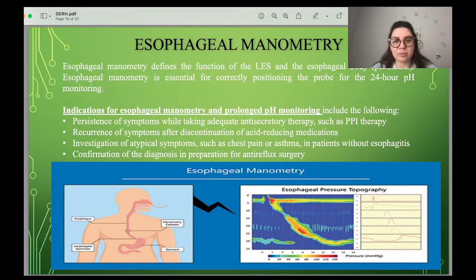Indications for esophageal manometry and prolonged pH monitoring: persistence of symptoms while taking adequate anti-secretory therapy, such as PPI. If we give PPI and it is ineffective or not effective enough, we should do manometry with pH monitoring. Next indication is recurrence of symptoms after discontinuation of acid-reducing medications. Next is investigation of atypical symptoms such as chest pain or asthma in patients without esophagitis, and confirmation of the diagnosis in preparation for anti-reflux surgery.